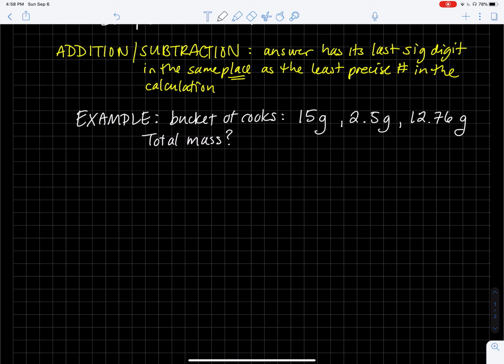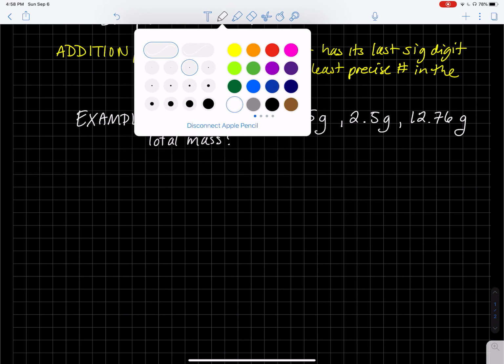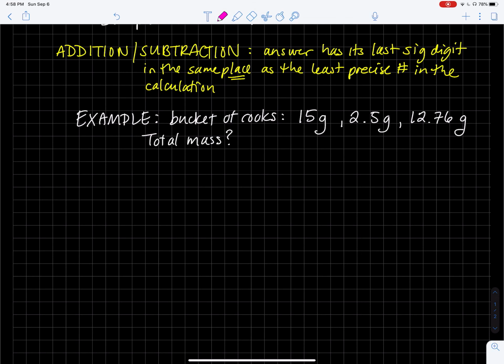So you can stop the video at any point and do this problem. Your answer has to have its last significant digit in the same place as the least precise number in the calculation. One thing I want to emphasize right away is it's not about the total number of sig figs. I don't care that these numbers have 2, 2, and 4 sig figs. That's not what is relevant to addition and subtraction. What is relevant is the place. And so it's helpful to go through and just show where the last significant digit is.